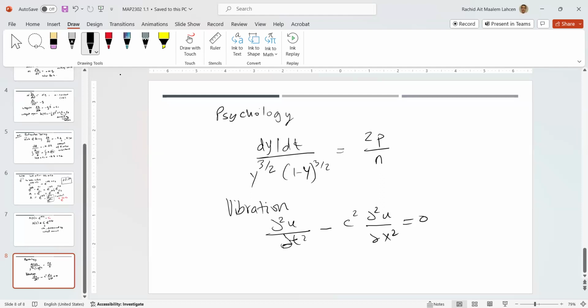And of course, these are interesting, and you'll see a lot more examples, but this is just the background and the introduction.